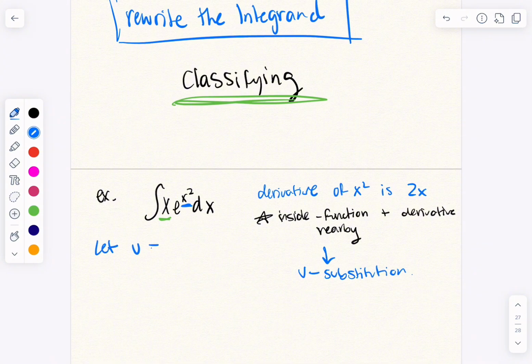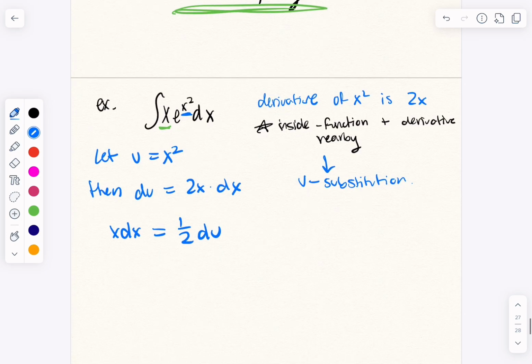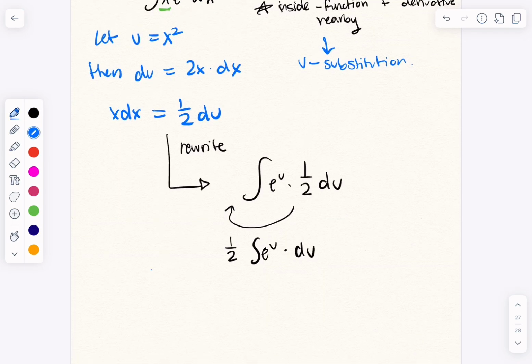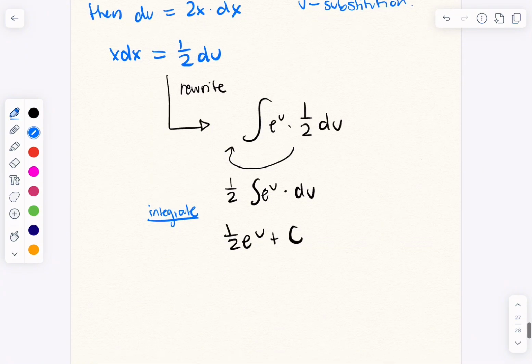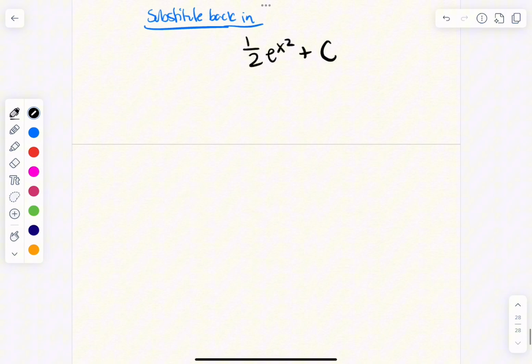So let's solve this. We let u equal x to the power of 2, then du equals 2x times dx, then x dx equals 1/2 du. Then we rewrite the integral as e to the power of u times 1/2 du. We take the 1/2 out, and we're left with e to the power of u times du. Then we integrate, which is 1/2 e to the power of u plus c, and then we substitute back in. So our final answer is 1/2 e to the power of x to the power of 2 plus c.